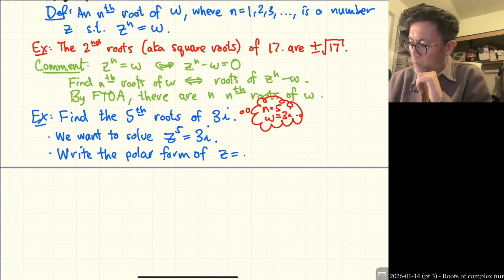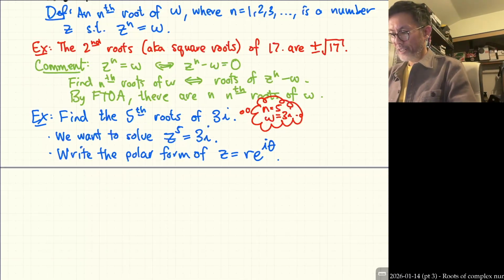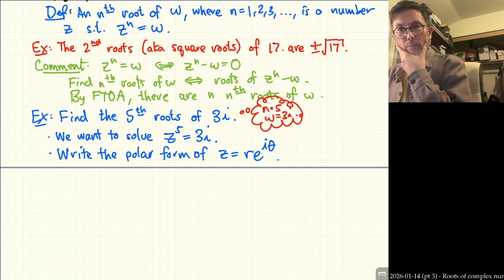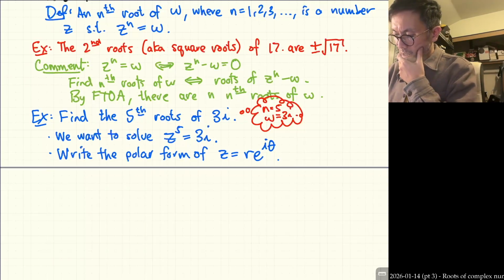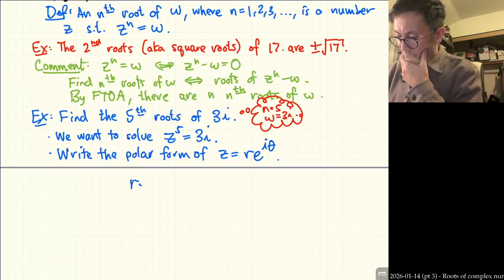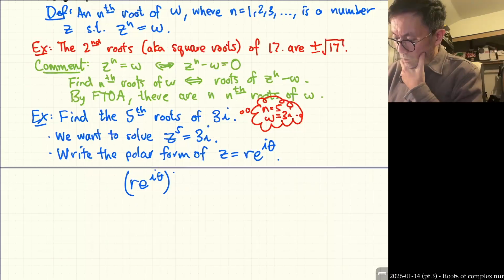And say that this is equal to r times e to the i theta. Okay? Then this equation here, z to the fifth equals 3i, becomes r times e to the i theta raised to the fifth power is equal to 3i.